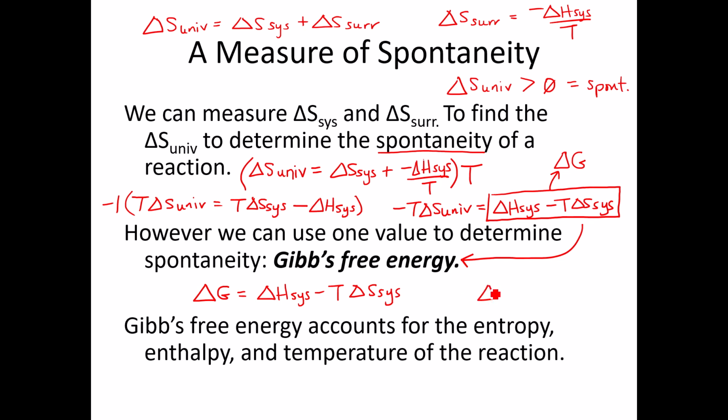Now notice the relationship between our delta G and our delta S of the universe now. Because delta S of the universe being positive gave us a spontaneous reaction, now because of this negative sign, delta G would be negative for a spontaneous reaction. So delta G is less than 0 for a spontaneous reaction. Delta G would be greater than 0 for a non-spontaneous reaction.